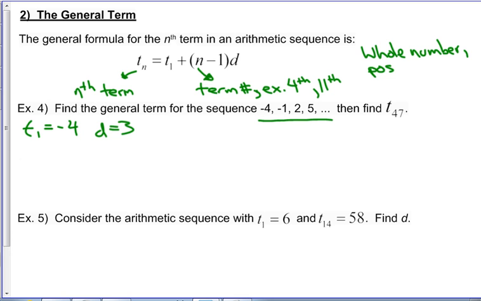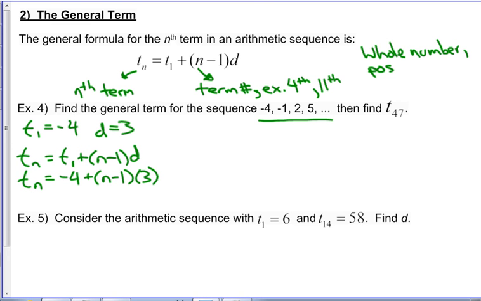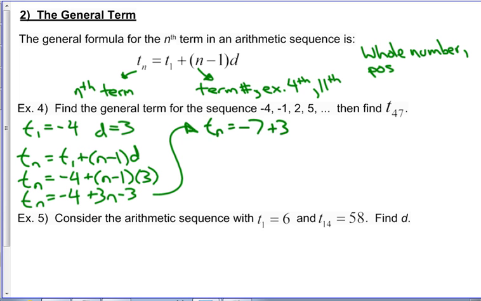So now let's use that formula that's given to us. Tn is T1 plus n minus 1 all times d. Substitute in what you know. T1 is -4. D is 3. And we're going to put this in the prettiest possible form. So we'll simplify it. Plus 3n minus 3. In other words, the nth term, or the formula for some term in this sequence, is going to be -7 plus 3n.